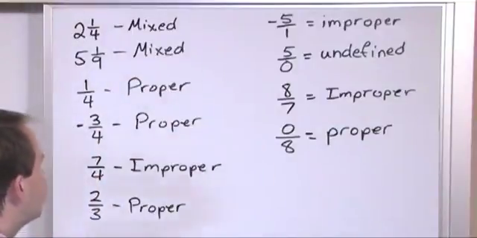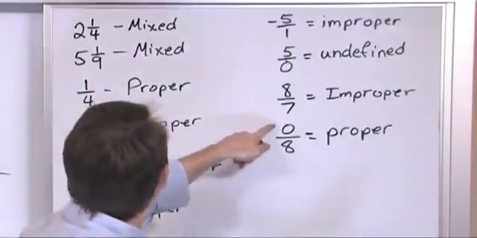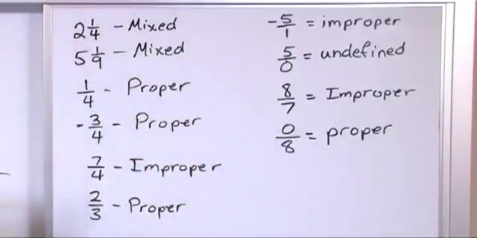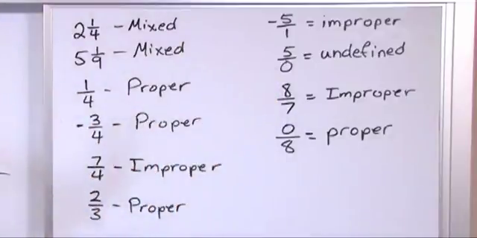That's a proper fraction, because the top number is smaller than the bottom number. So it falls in line with the same thing as this fraction here. The top number is smaller, so those are all proper. It's only when the 0 is on the bottom that when you try to do that division, you're not going to get anything, so it's undefined.